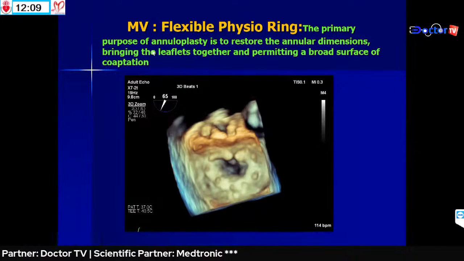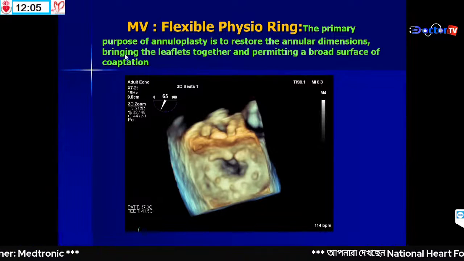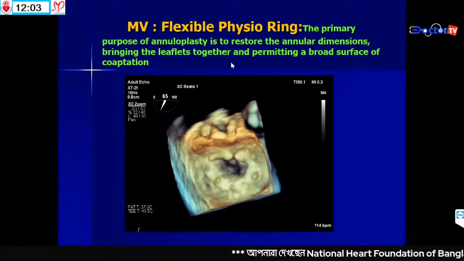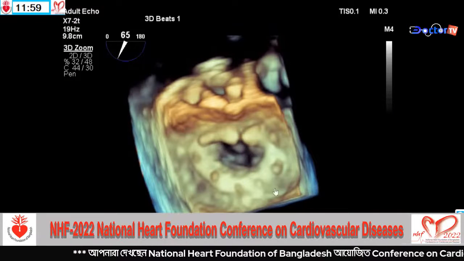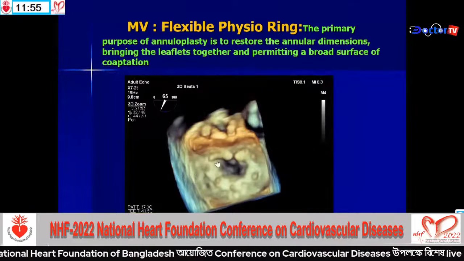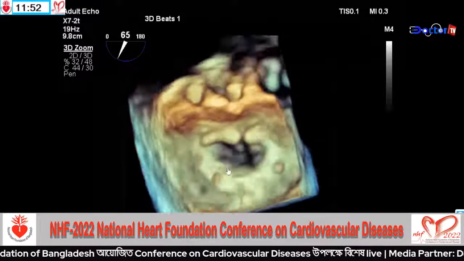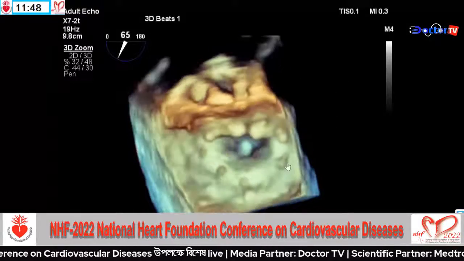The primary purpose of annuloplasty is to restore the annular dimensions, bringing the leaflets together and permitting a broad surface of coaptation. And you see, this is the Carpentier ring also. And again, you see a good movement of this. The whole of the ring is there, and you can see it complete.